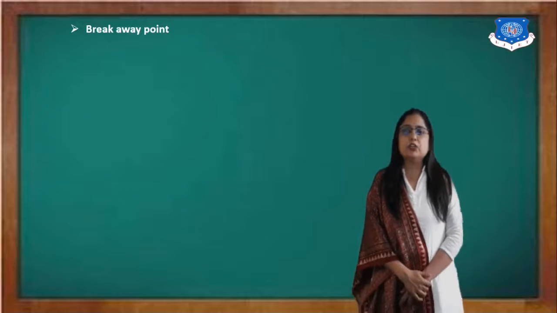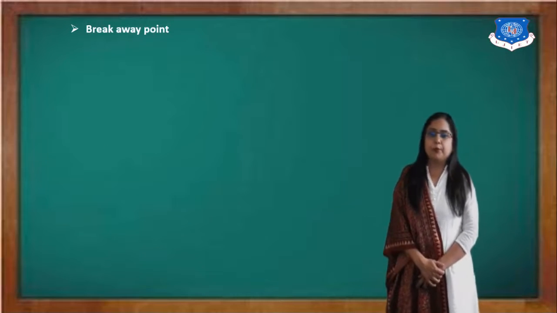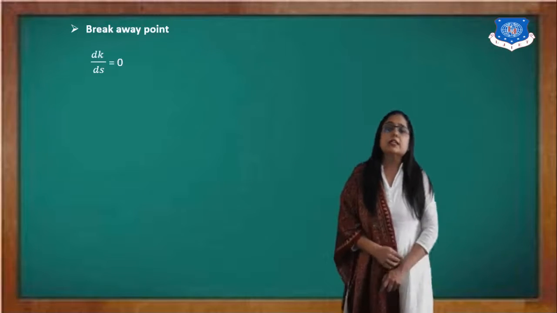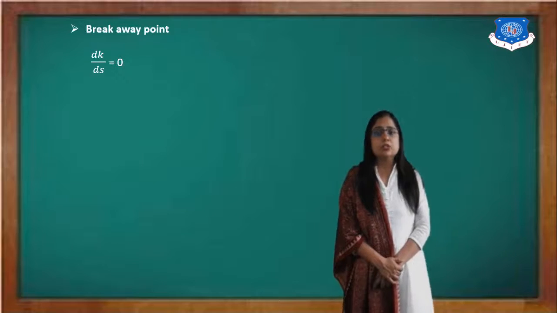Now next, we need to find out the breakaway point. And the equation to find the breakaway point is dK by dS equal to 0.